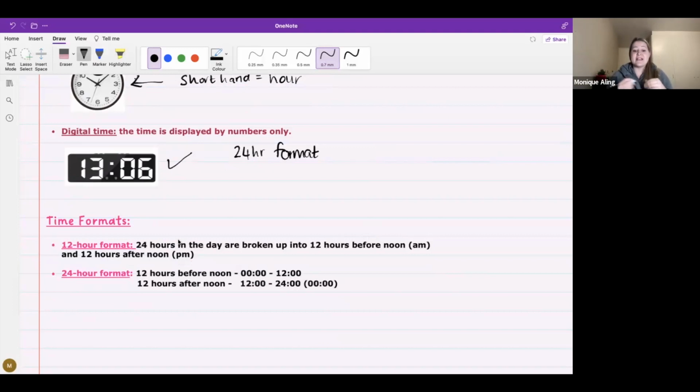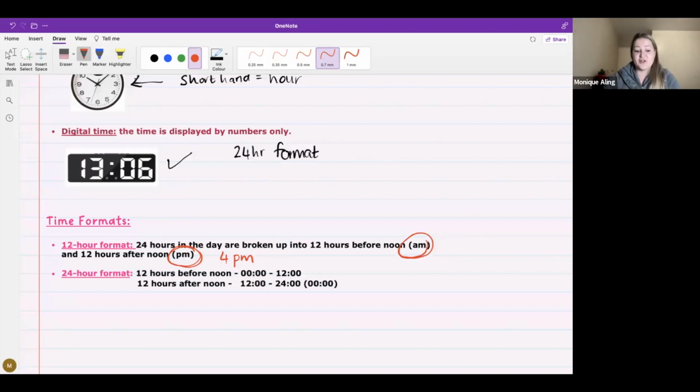The 24 hours in our day are broken up into 12 hours before noon. Remember, afternoon starts at 12, midday. So the 12 hours before noon, we indicate with AM. If we want to say 10 o'clock in the morning, we say 10 AM. It's before noon. Then the 12 hours that fall after noon, from midday all the way till midnight, we indicate as PM. If I want to say 4 o'clock in the afternoon, remember my clock only shows 12 numbers, so I would have to say 4 PM to indicate that it is in the afternoon.